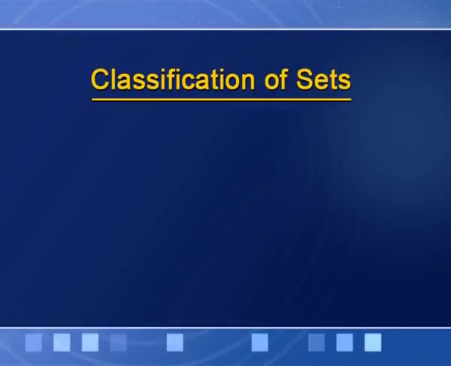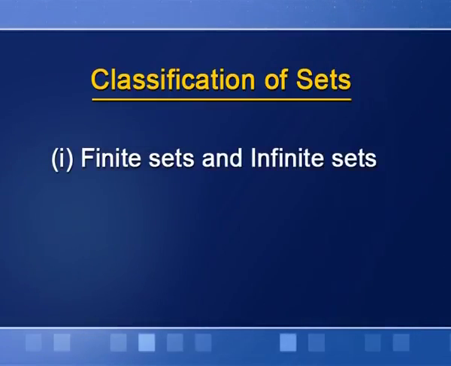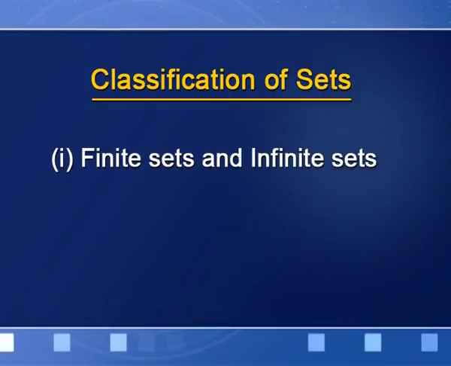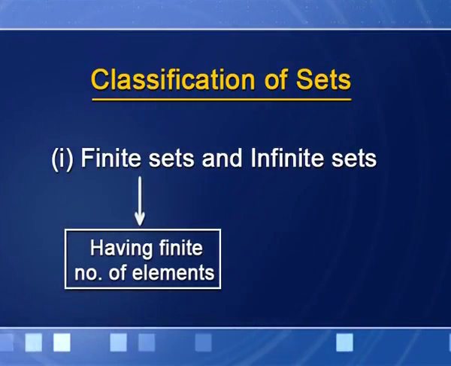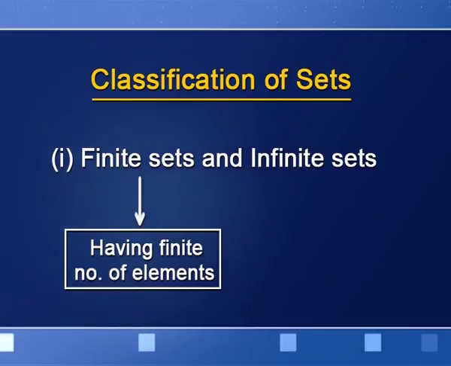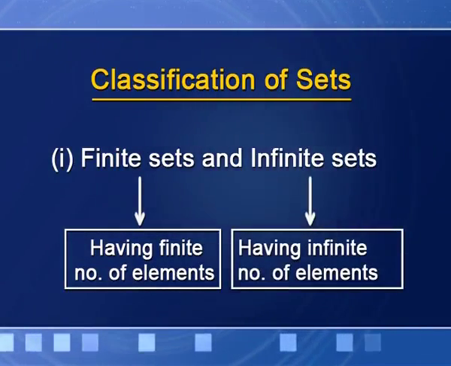Friends, let us now study classification of sets. First type of sets that we are going to take is finite sets and infinite sets. A finite set is a set which includes a finite number of elements. As its name suggests, infinite sets will have an infinite number of elements only.